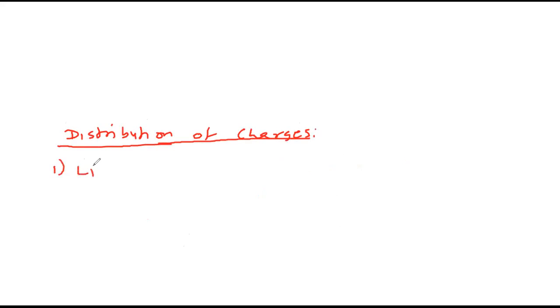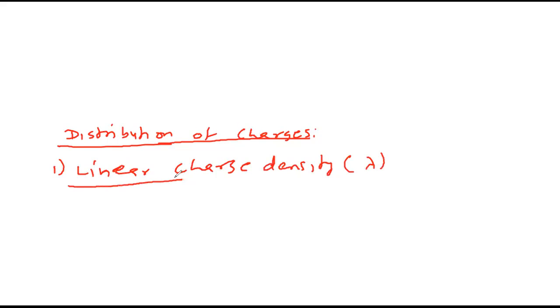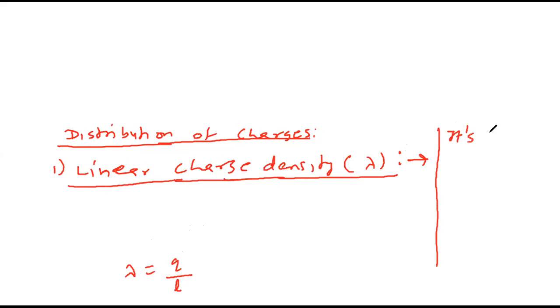First is called linear charge density, denoted by lambda. That means when charge is distributed along the length of any conductor, then it is called linear distribution. So linear charge density is nothing but charge per unit length. What will be its SI unit? Charge is coulomb, length is meter, coulomb upon meter.